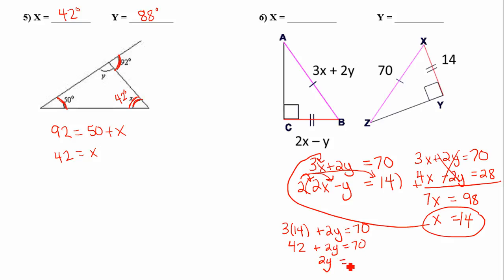I'll end up with 2y here. 70 minus 42 would be 28. Careful on that, not 38. And then divide by 2, y would also be 14. So you get 14 and 14 here on this problem. Be careful when setting up those two equations. Yes, you're going to have one like that on your quiz where you need to be able to do that systems of equations elimination method.